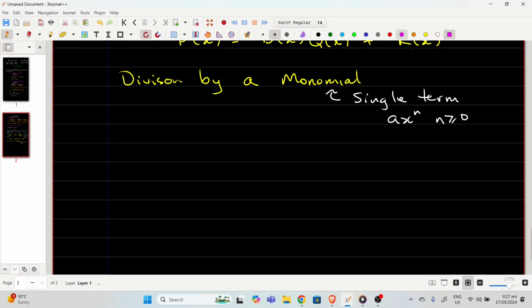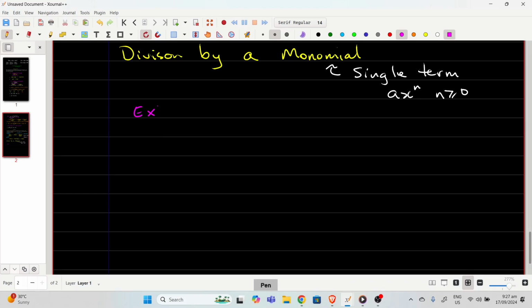Let me give you an example of the monomial that they're talking about. Let's say, for example, we have something like 2x cubed plus 3x squared minus 5x minus 6, and we divide that by x plus 2. Sorry, not x plus 2.